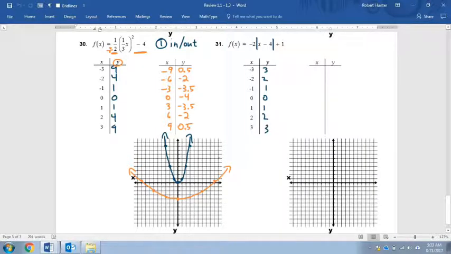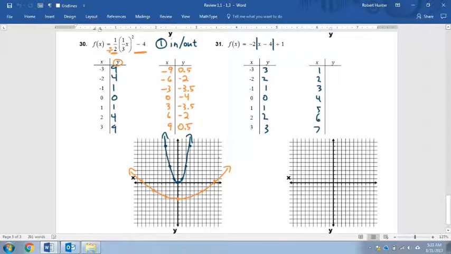Inside, we got a minus 4. So we are going to add 4 to all the x's. Okay? So negative 3 plus 4 is 1. Negative 2 plus 4 is 2. 3. 0 plus 4 is 4, 5, 6, and 7.